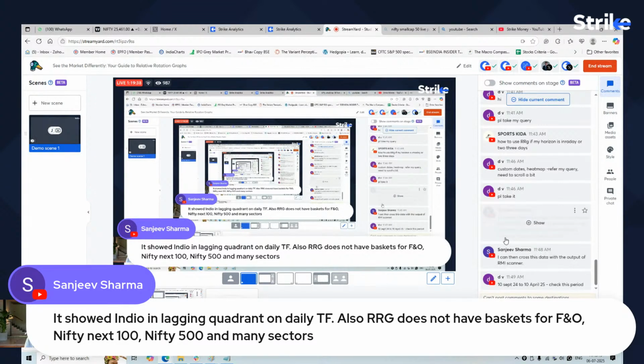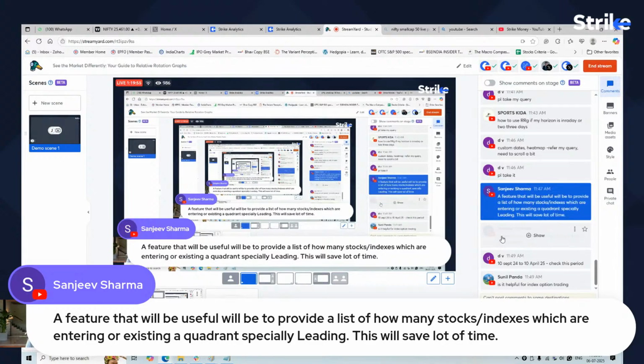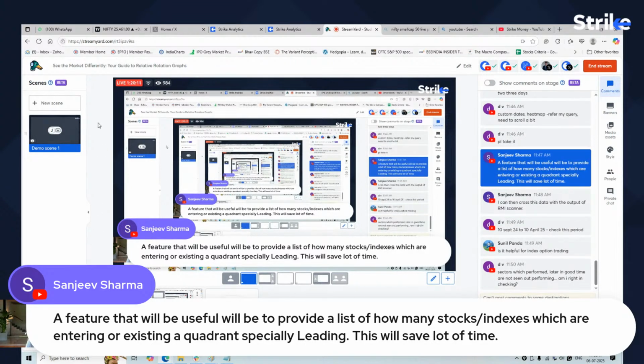A feature will be helpful to provide the list of many stocks. Yes, Sanjeev, I understand your query. There are a lot of things in our pipeline, and it has gone a little slower than we expected. But some scanners for RRG is something that we already have a plan for. If there are any additional scanners that you might want, or you think would be helpful, you can just post to us. We will try and see how to accommodate those things.